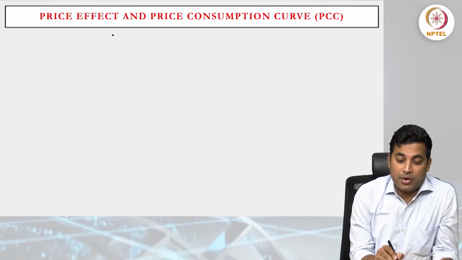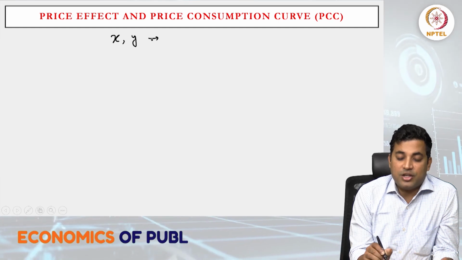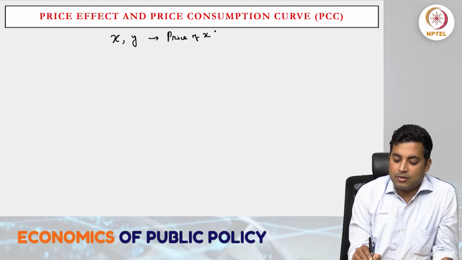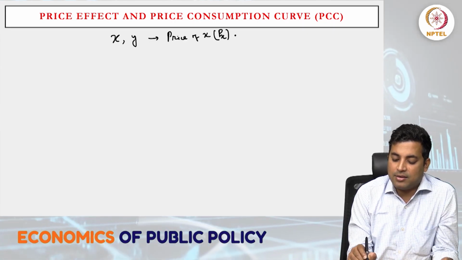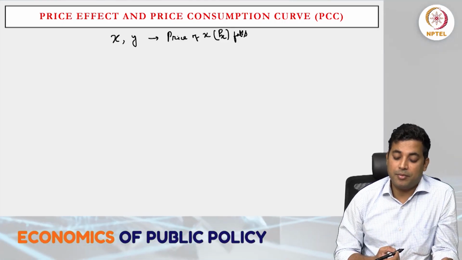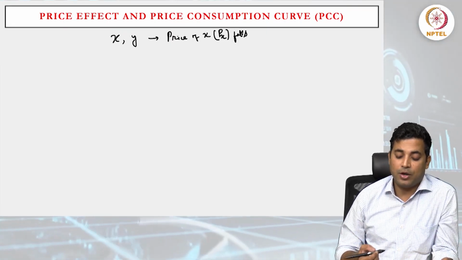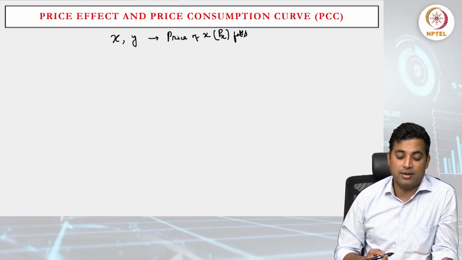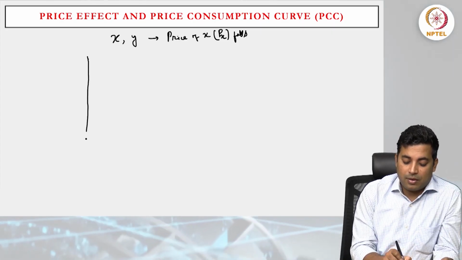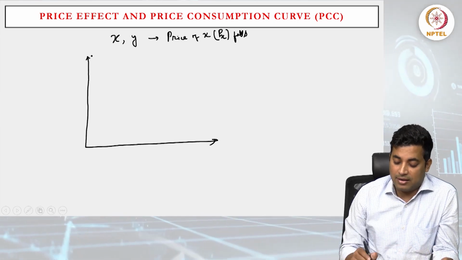Say again, there are two commodities X and Y, and let us assume that the price of X, that is Px, falls, and it can also increase. In that particular case, we also know how the budget line and utility shift. So let's have a graphical illustration.